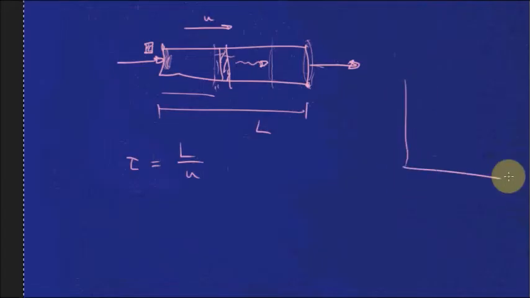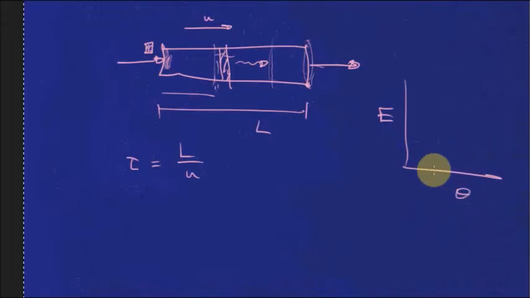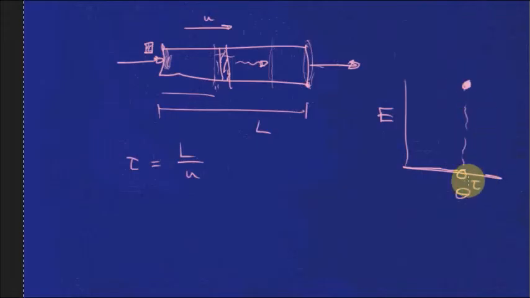So in this case, we can think of the exit age distribution E of theta as looking like this. It will be 0 everywhere except for at this point tau, and then we'll have everything at that instant tau, and afterwards we will have nothing. So there's nothing at the exit point with an age greater than tau, and there's nothing at the exit point of an age less than tau. We only have fluid elements of age exactly tau at the exit point.